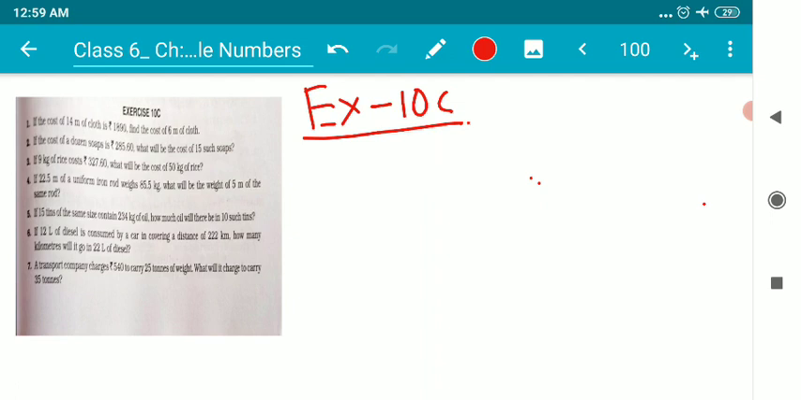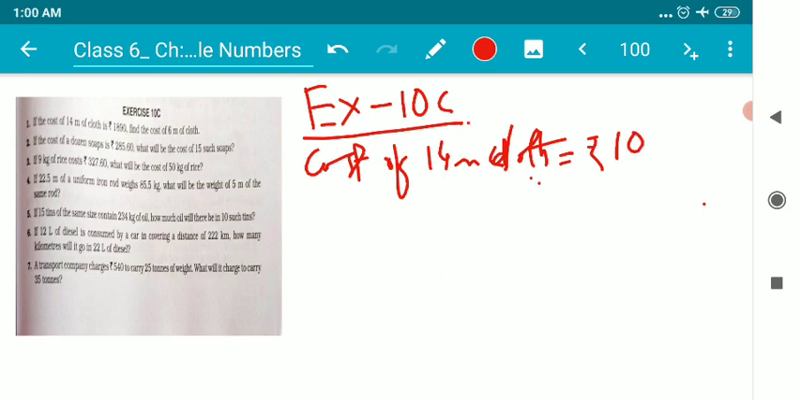So children, the question is that if the cost of 14-meter cloth is 1,890 rupees, then we have to find the cost of 6 meter of cloth. What will be the price?